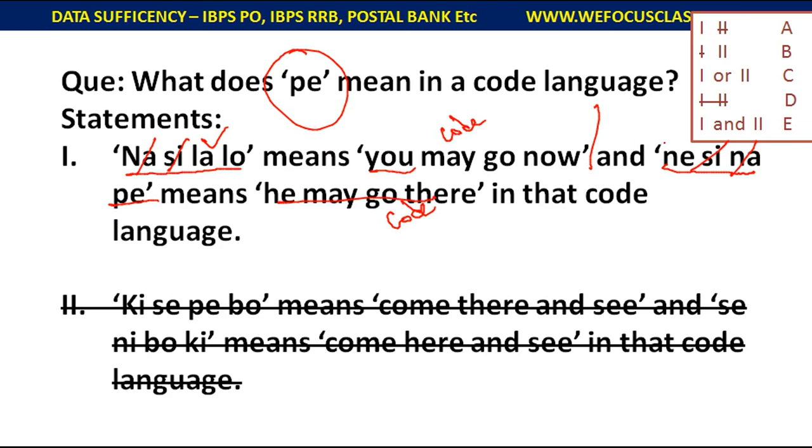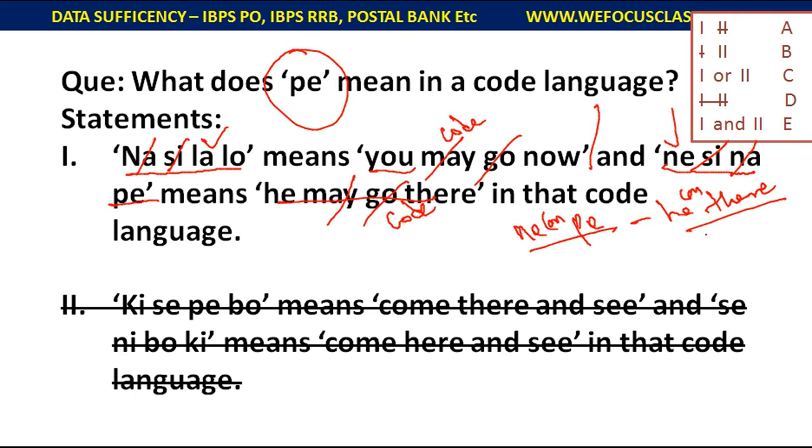So PE is in the second statement. In this NE is left and PE is left. And in the code, may is cancelled and go is cancelled. So you are left with he and there in the second statement. So your code for NE or PE can be he or there. So you got 2 words on the left side, 2 words on the right side. So you are not sure what is the respective answer of NE, what is the respective answer of PE. So you are not sure of answering the question by using the first statement. It means that the first statement is not sufficient to answer the question.